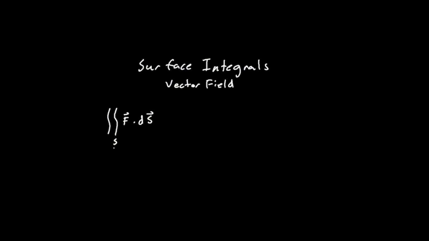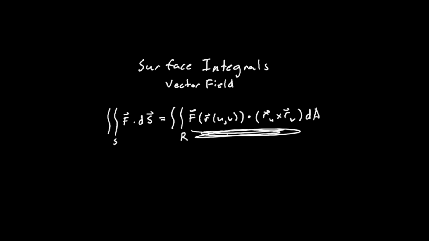But this is not the actual useful formula. This is just a general formula. The actual useful one that you'll be using is your vector field parameterized by u and v, dotted with the cross product of your parameterized partial derivatives, dA, of your region. So this guy right here is going to be the actual useful formula.